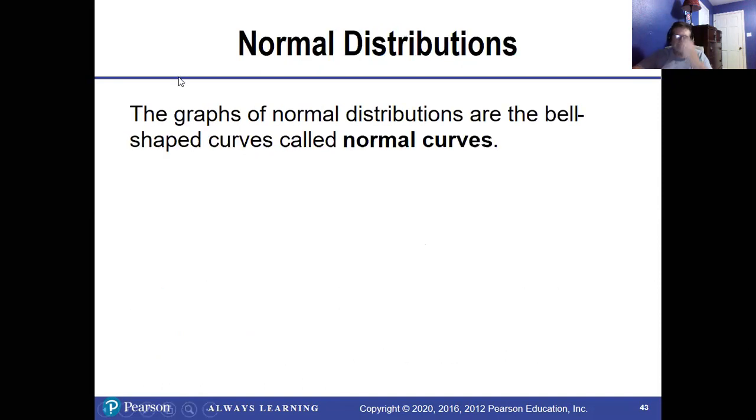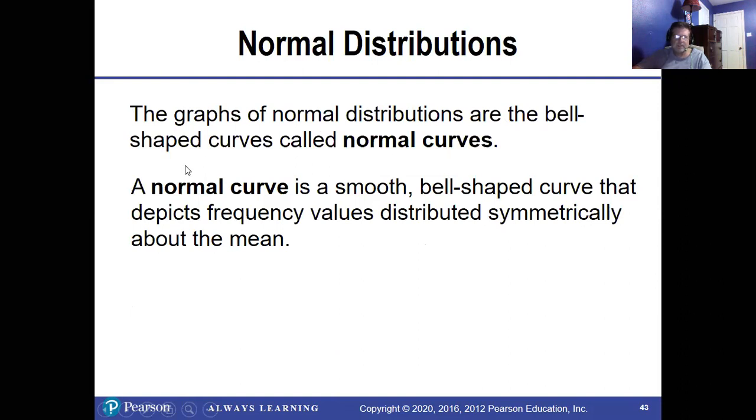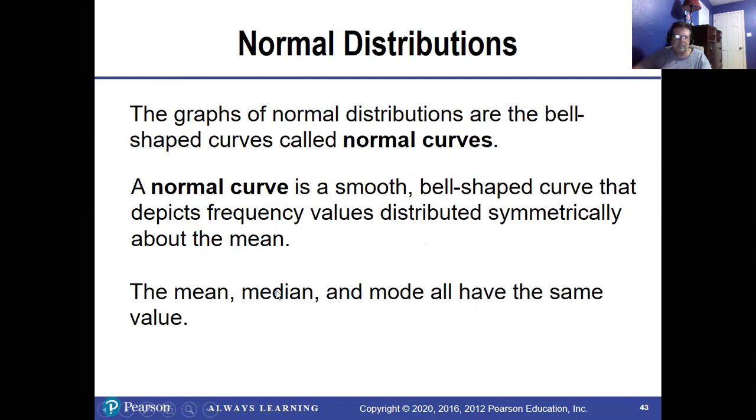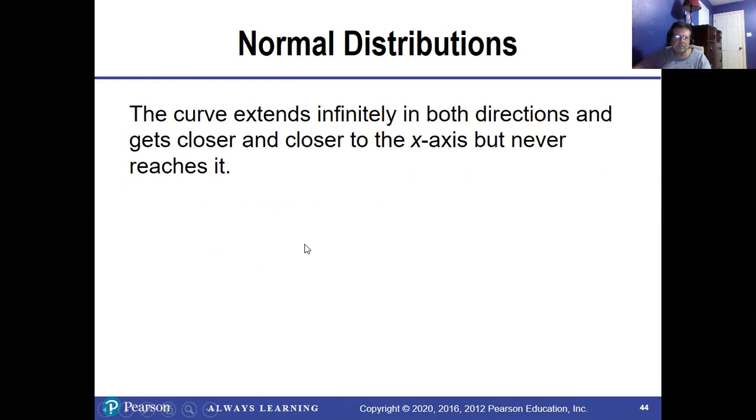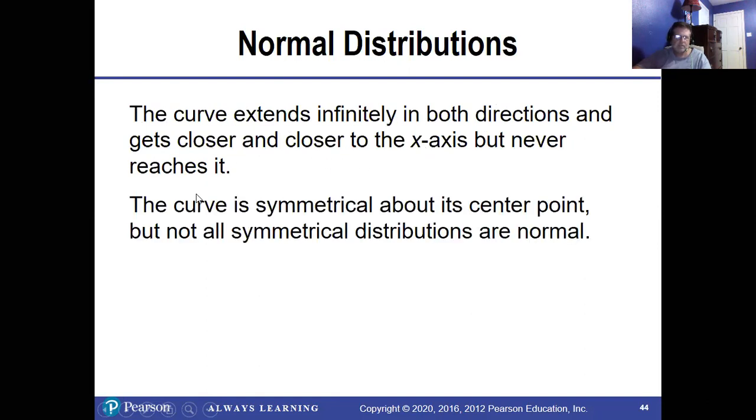So you can see that sometimes you get the same scores. Now, graphs for normal distributions, or the old bell curve, normal curves. A normal curve is a smooth bell-shaped curve. It has the mean, median, and mode all at the same value. The curve extends infinitely in both directions and gets closer and closer to the x-axis, but will never actually touch it. The curve is symmetrical and has a center point, which makes that bell shape.